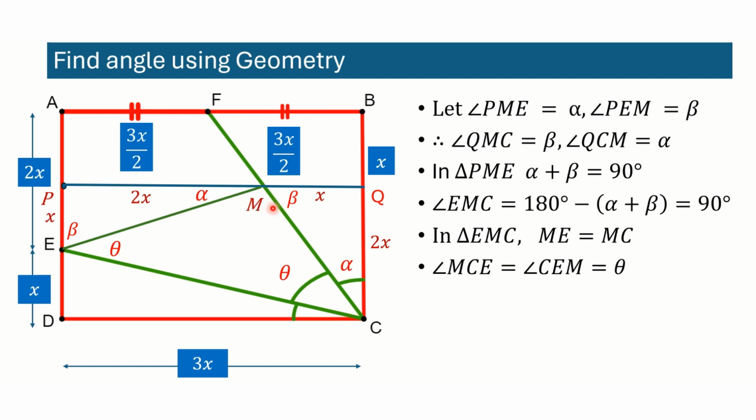So this angle is how much? We know this angle is 90, so this plus this is 90. So 2 theta is equal to 90 degrees. This means theta is equal to 45 degrees. So the angle we had to find is equal to 45 degrees.